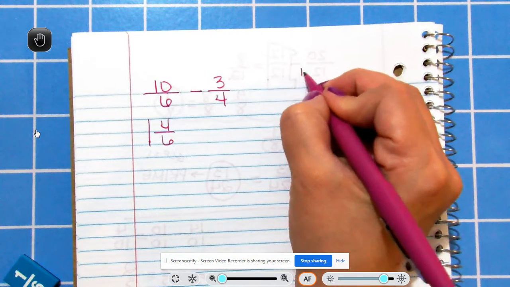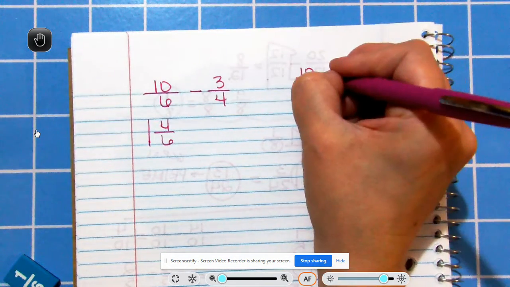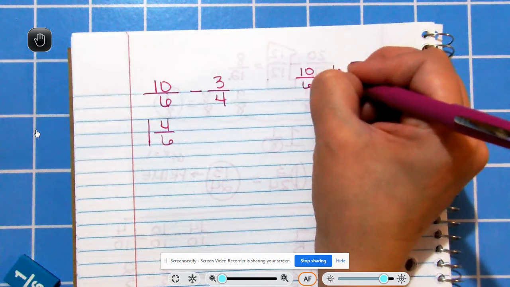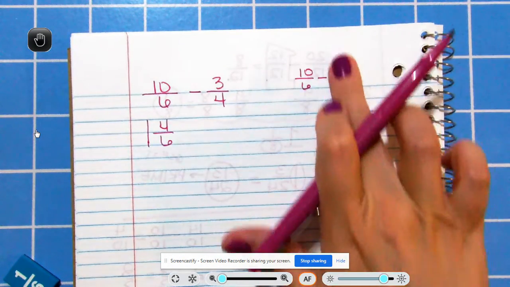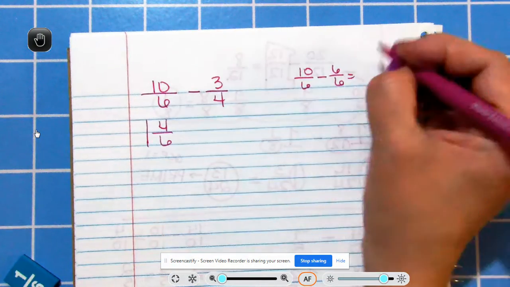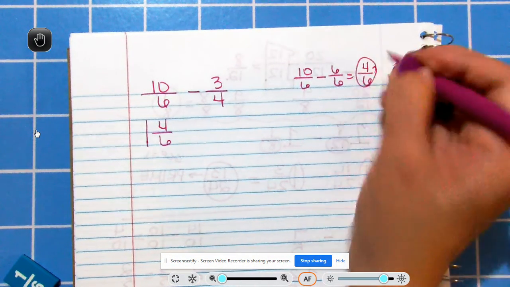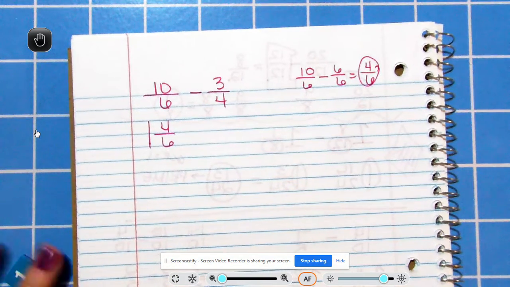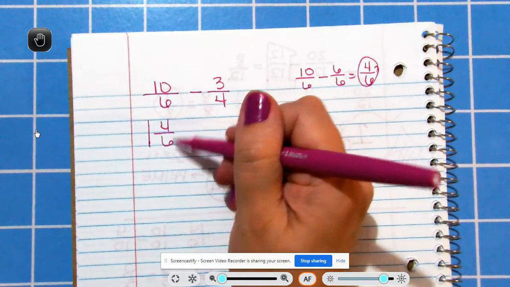So without models, we have 10/6. We know it takes 6/6 to make 1 whole. So you're taking this away and changing it into 1 whole. 10 subtract 6 is 4. Denominator stays the same. So that's where the 4/6 comes from. That's the part that was left. We couldn't get any more 1 whole pieces.